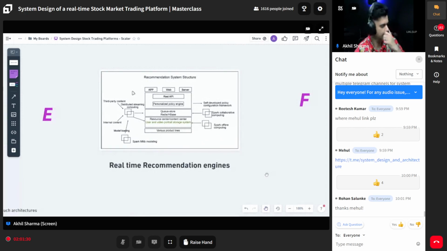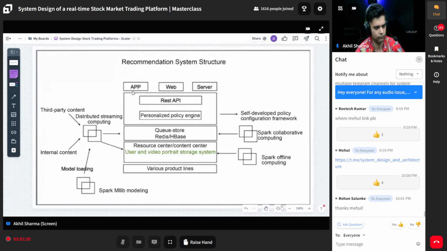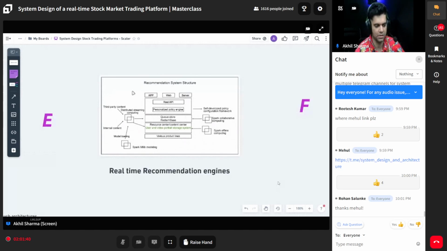Then you have real-time recommendation engines, where you basically want to use the data that's flowing through the system to make real-time recommendations for stocks. Because somebody is buying and trading with stocks, you want them to have real-time information.